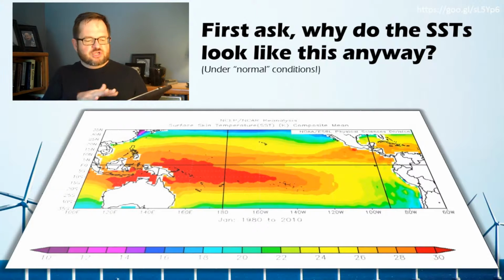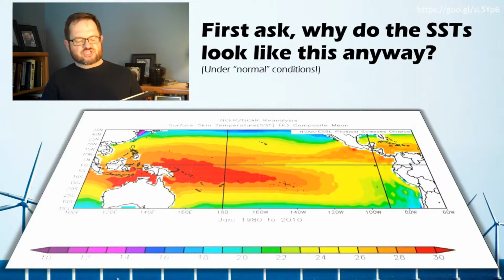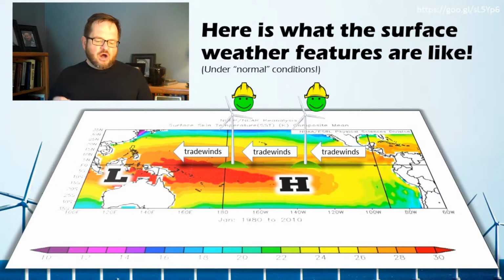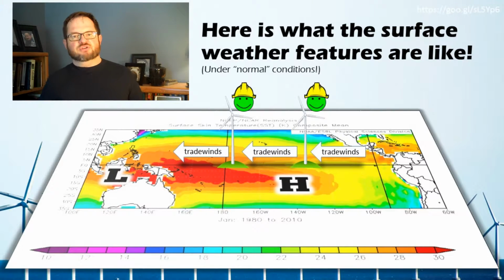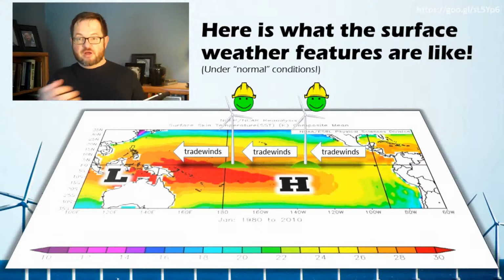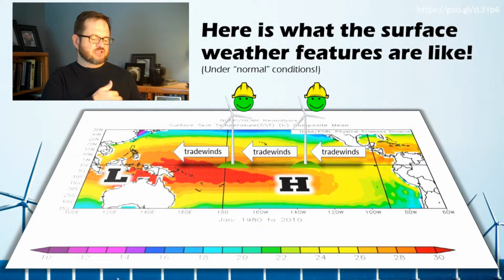So what I did here is I just took the mean or normal conditions, the average sea surface temperature distribution across the Pacific, and let's start putting some stuff on this diagram here. Now, all across the equatorial Pacific, as is the case with more or less all of the tropics, we have trade winds. Trade winds, remember, are those easterly winds that are very persistent down near the surface of the Earth, and they're easterly, so they're blowing from the east to the west.